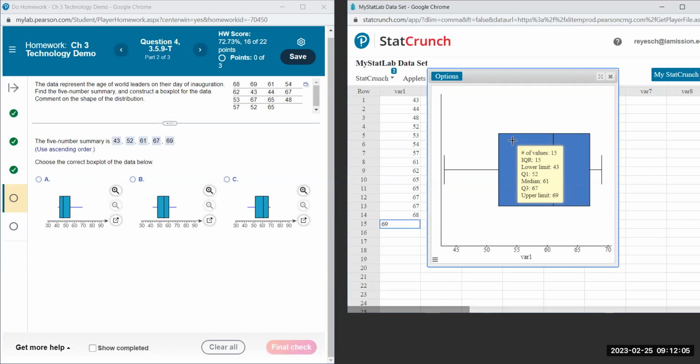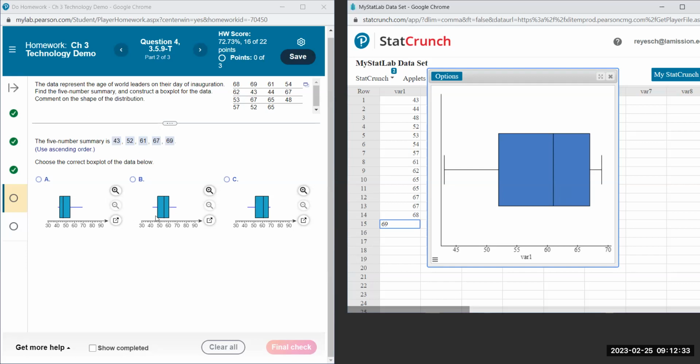There's Q1 52, the median 61, the Q3 67, and then the upper limit 69. What's nice about doing it this way is that it gives you those 5 numbers in order, and I don't have to fish for them like in the summary stats. The only numbers you have to make sure you don't use are the number of values, 15, and the IQR, which is 15. That's just extra. You start with the min, which is 43, and then just write those 5 numbers, which are the same that I had over here. Okay, but now the shape.